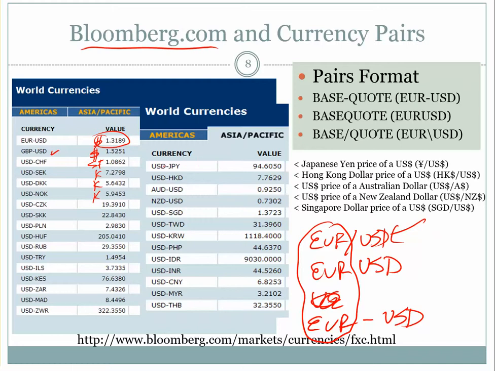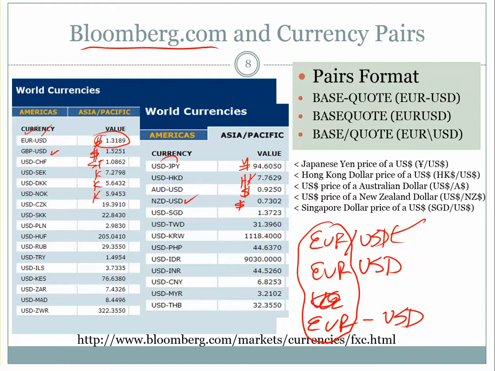Some other currencies. This would be the yen price of a dollar, the Hong Kong dollar price of a dollar, the US dollar price of an Australian dollar, and the dollar price of, say, a New Zealand dollar or Kiwi. So that's how you interpret when you see two codes.